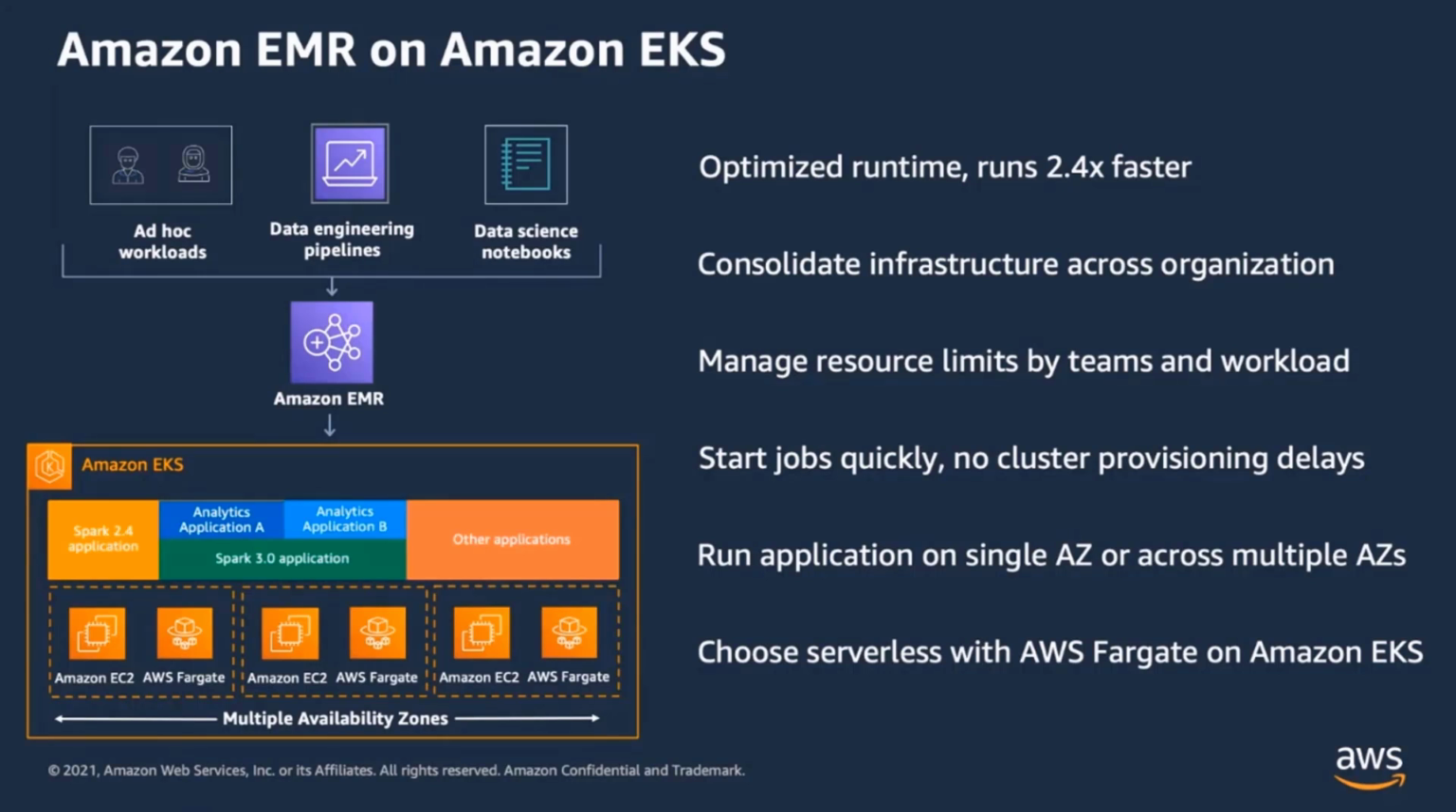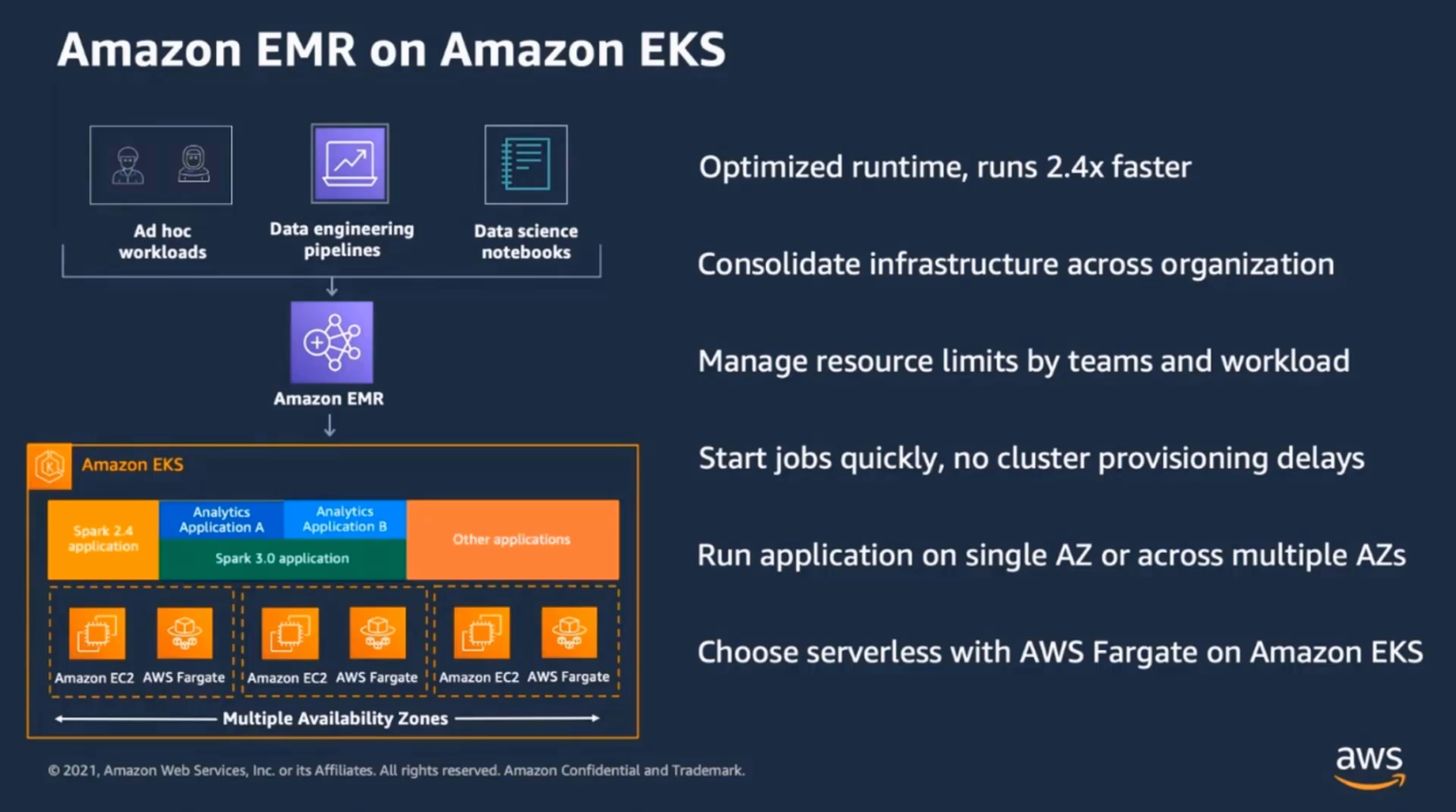EMR Spark runtime provides optimized performance. Based on the TPC-DS benchmark, it runs 2.4 times faster, which translates to almost two thirds of cost savings. So it definitely helps you to reduce the cost from that perspective. And also, as you can read from the diagram on the left side, on the compute backbone layer, you could use Amazon EC2 to gain more control and flexibility, or you can also use AWS Fargate if you prefer to have a serverless experience.